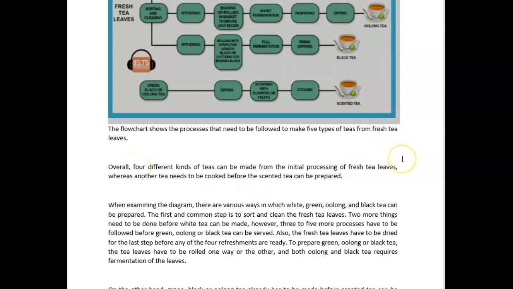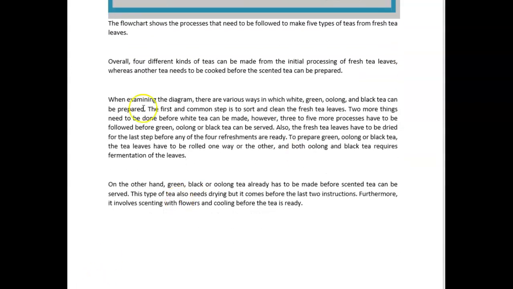So let's change some of this around a little bit. Overall, 4 different types of teas can be made through the processing of tea leaves, whereas, I guess you could say that, whereas tea needs to be fully prepared before scented tea can be made. So you could do that too. That would have been okay. I just felt like some of the word choices were a little strange. All right, let's move on.